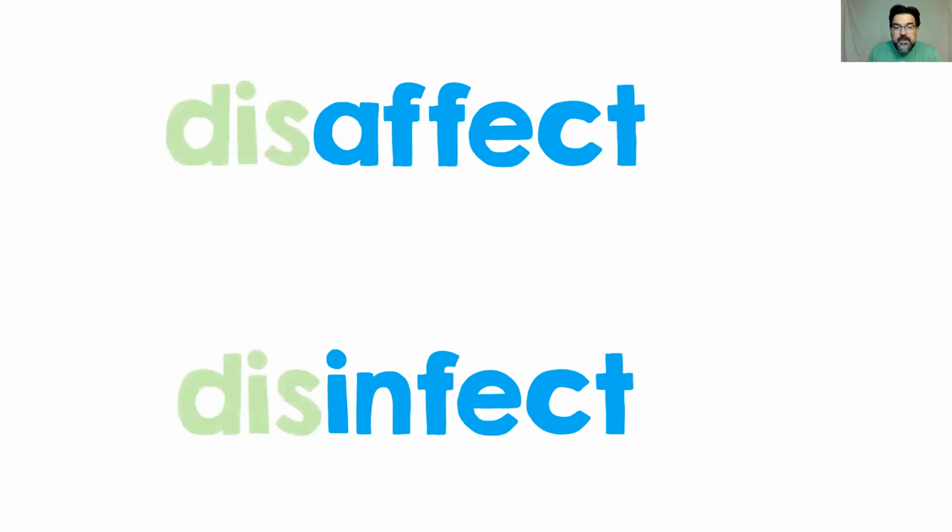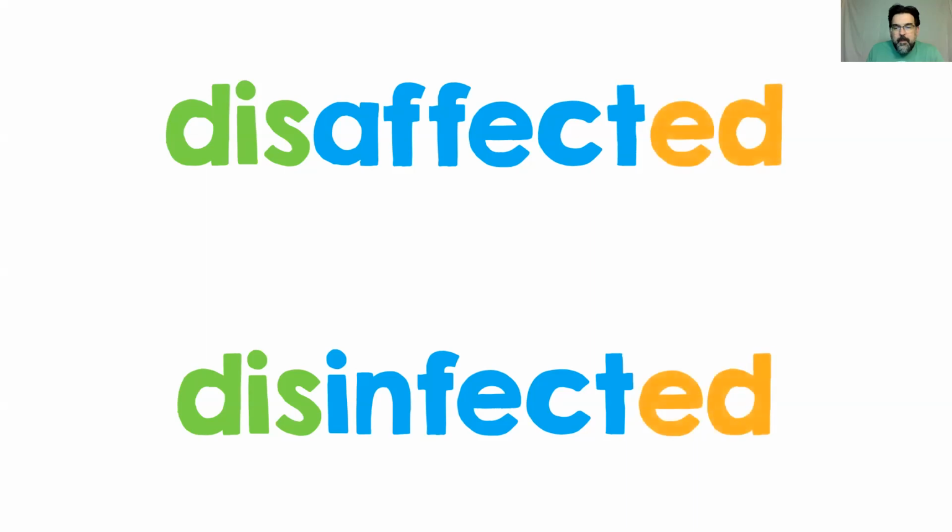So they're both verbs. And if you put the prefix dis in front, dis means the opposite of. So now disaffect and disinfect have the opposite meaning. Because they're verbs, we can put an ED on the end, and now they're past tense. Disaffected, disinfected. Take a moment here, just look at the syllables. I've color-coded the syllables. Disaffected and disinfected are both four-syllable words. Disaffected, disinfected.